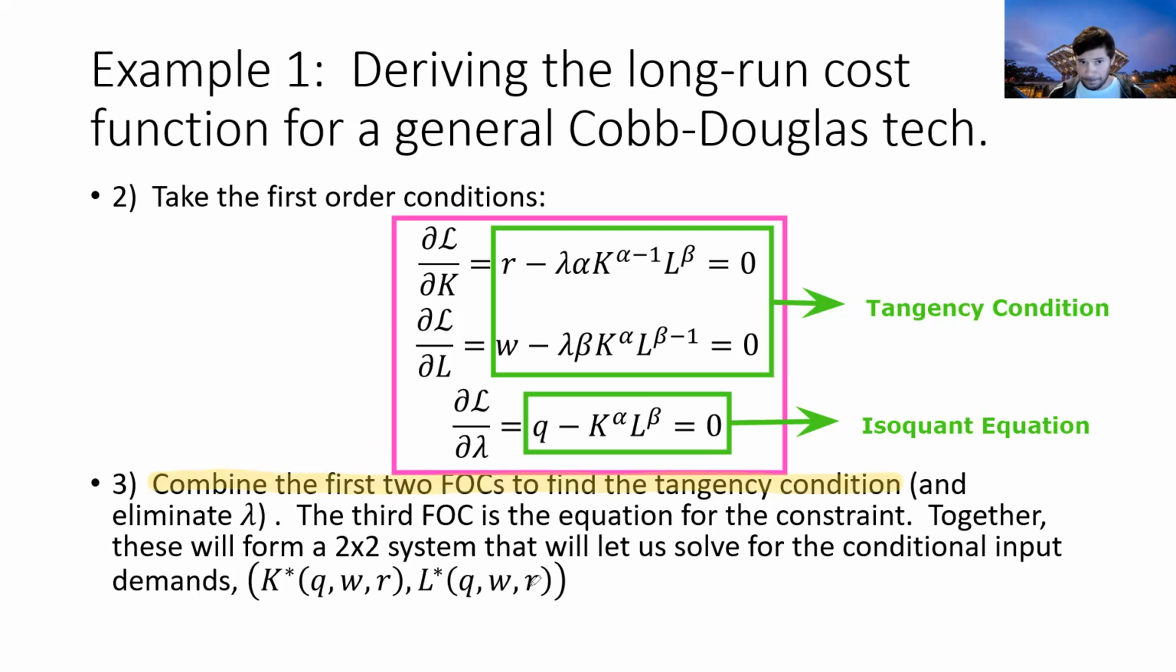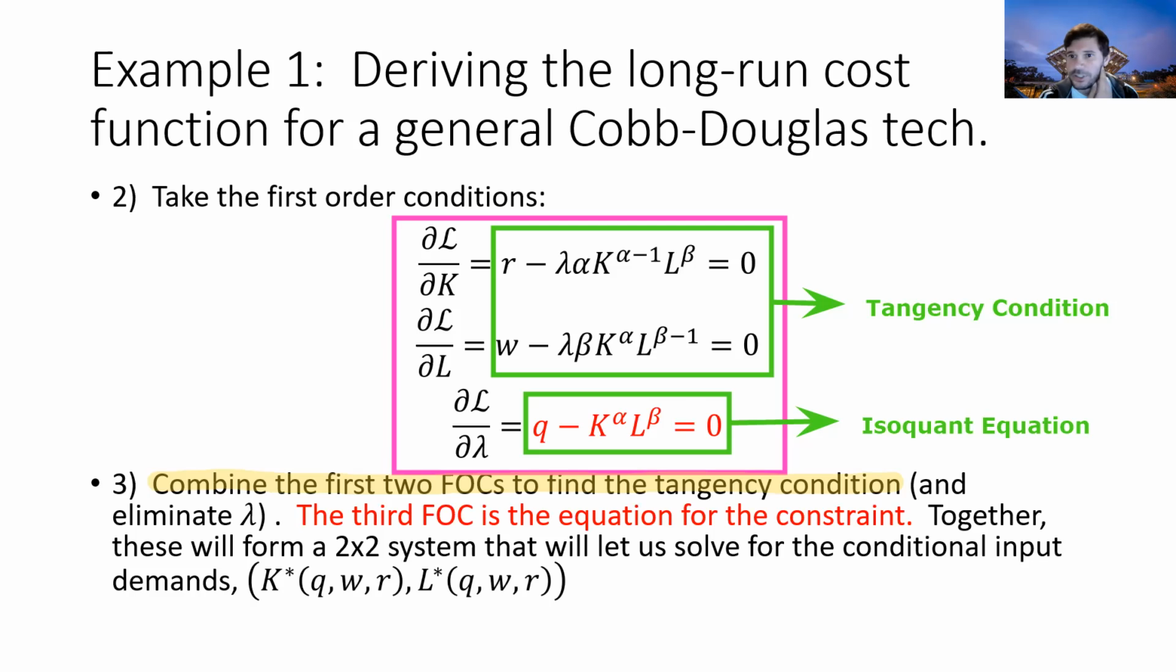When we do that, I'm going to eliminate the lambda variable from the problem. I'm going to just get rid of it, so that we then have 2 equations with 2 variables. We'll have the tangency condition and the isoquant equation, and we'll be able to solve for capital and labor without worrying about that multiplier showing up. Again, that third first order condition gives us that isoquant equation. And let's deal with the first 2. So here's what I want to do. Let's take the first 2 equations.